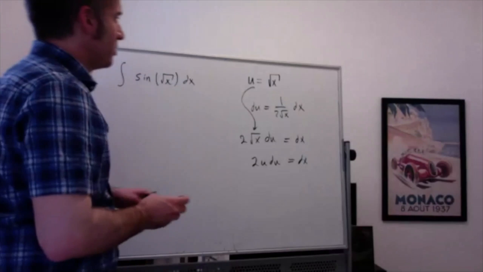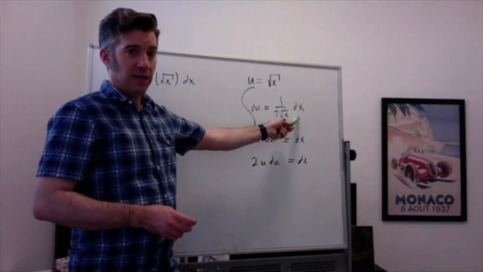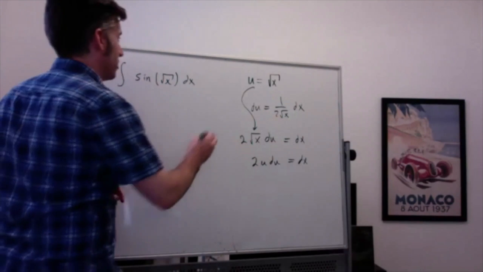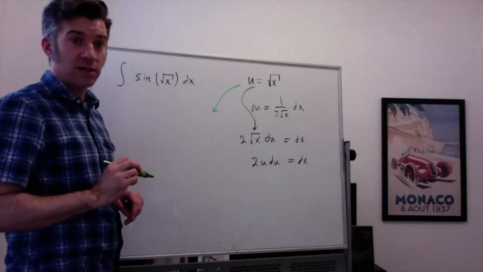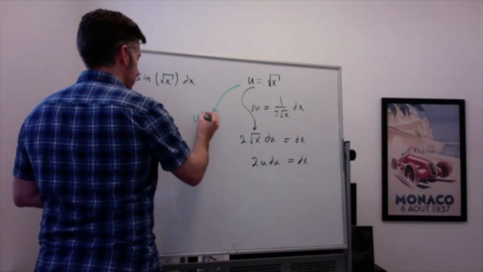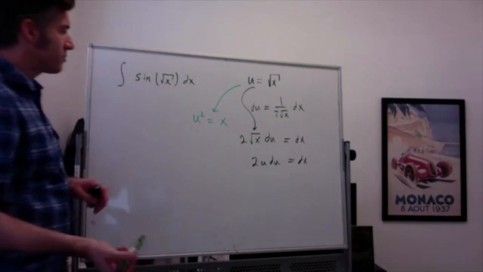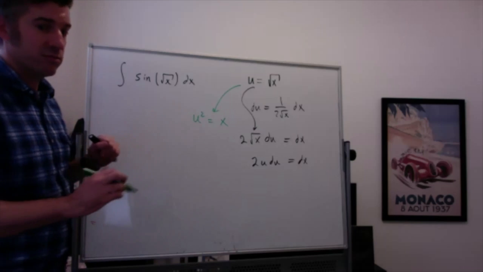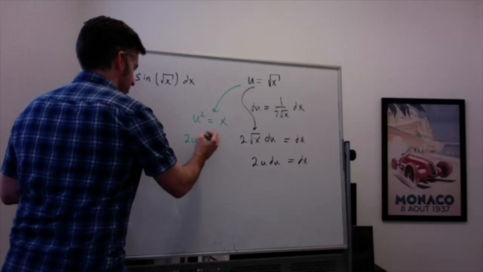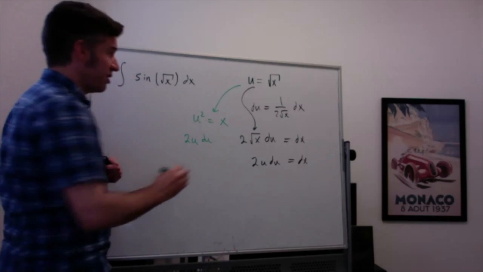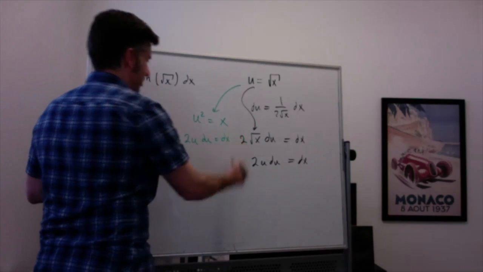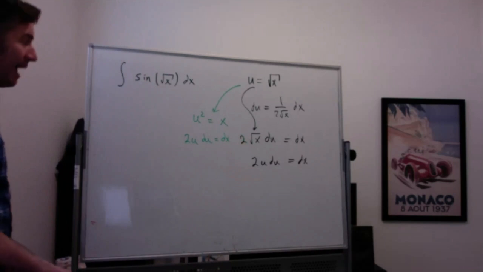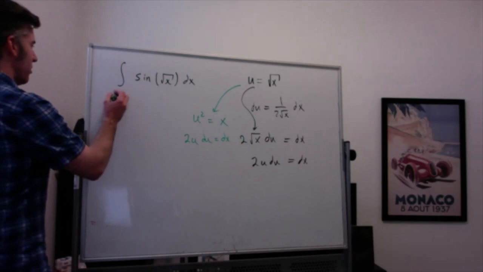There's actually what I think is an easier way. Instead of trying to find du in terms of dx and then solve for dx and then replace this, the easier thing to do first is just solve for x, square both sides. Take the derivative of both sides. What's the derivative of u squared? 2u du. What's the derivative of x? It's dx. Oh, that looks a lot like that. Either way is fine.